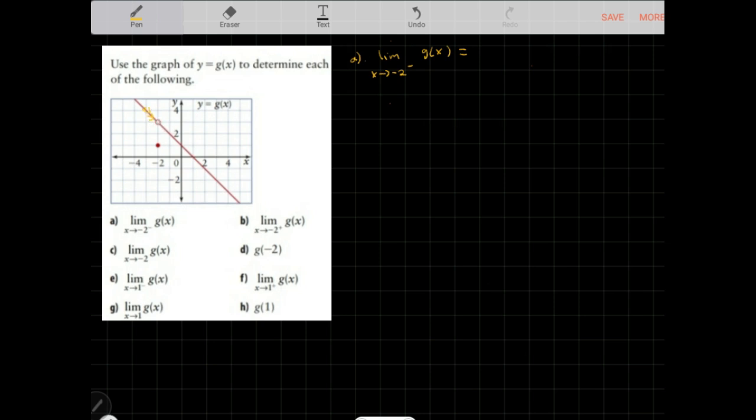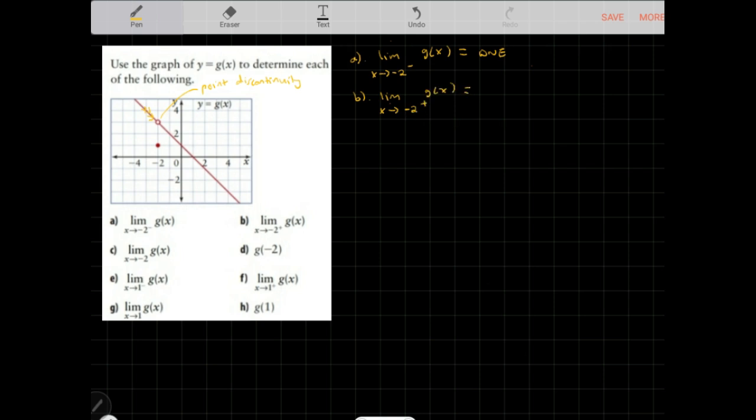You can see that there is a hole here. This is a point that doesn't exist. It's also known as a point discontinuity. And because you have a point discontinuity, this value actually doesn't exist, so we just write DNE. Okay, let's look at part B. We're looking at the right-handed limit of -2. So -2 from the right side.